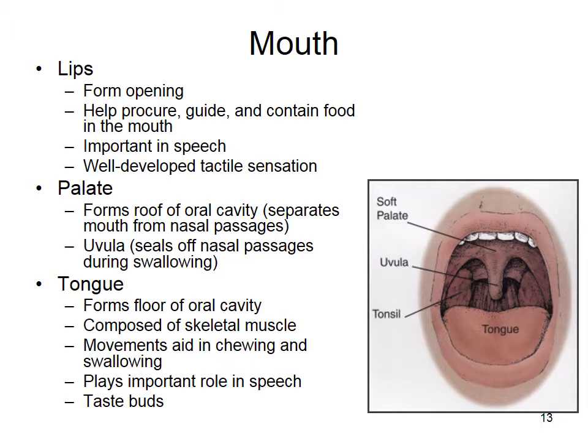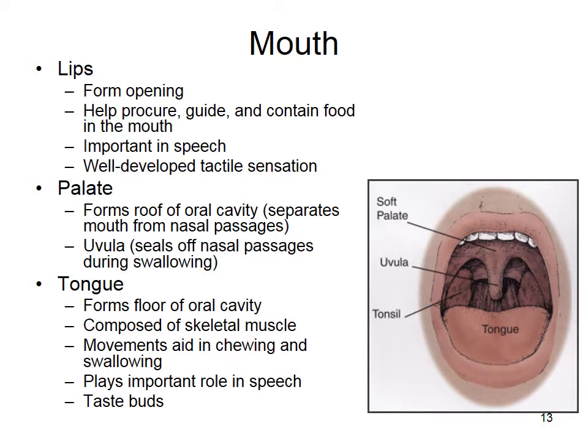Your palate forms the roof of the oral cavity, which separates your mouth from your nasal passages. And then your uvula seals off your nasal passages when you swallow, so that food doesn't end up in your nose. But if you laugh, oftentimes when you swallow, sometimes food will come out your nose. Right? And there's always that 3rd grade boy who can get spaghetti to go up and string it through the nasal passage.